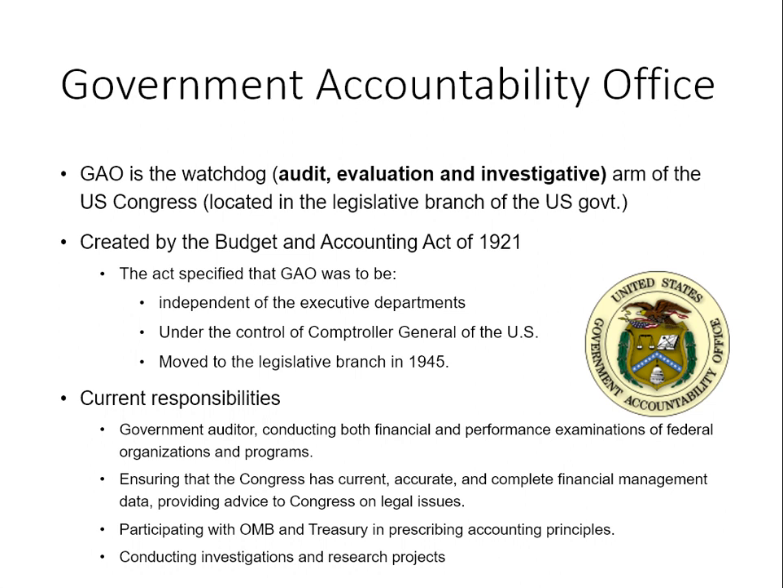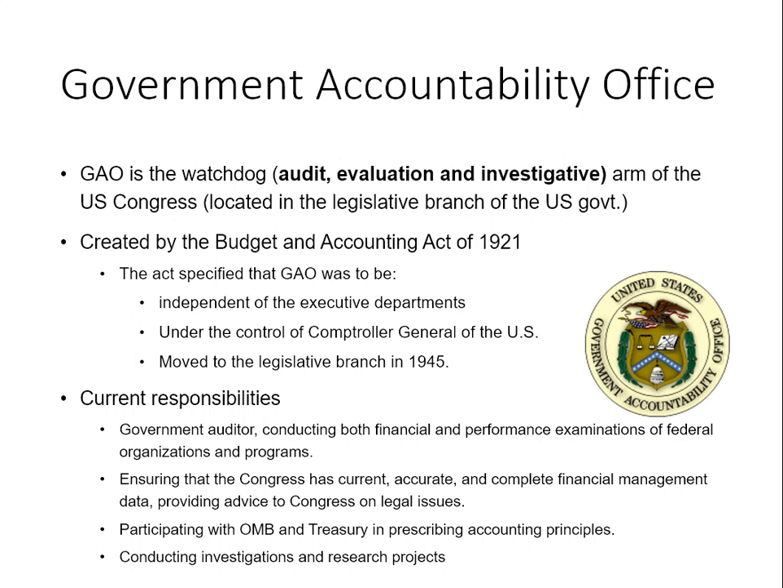So the GAO's current responsibility. Right, the GAO is an auditor, the government auditor. It conducts both financial and performance examinations of federal organizations and programs. The GAO ensures that the Congress has all the information. So it provides advice to Congress on legal issues. The GAO also participates with OMB and Treasury in prescribing accounting principles. The GAO also conducts investigations and does research projects.